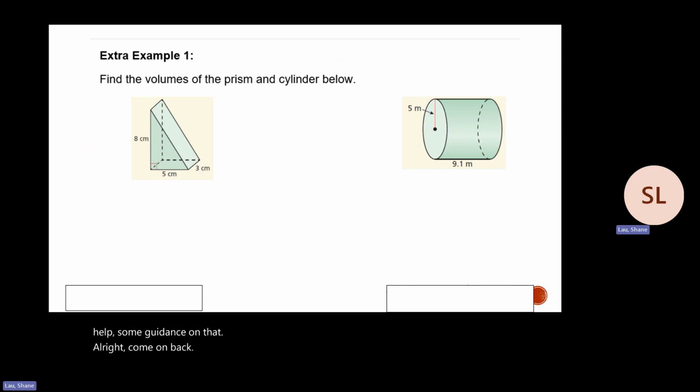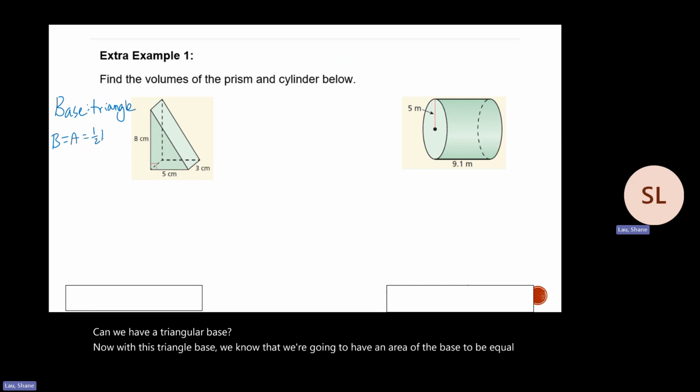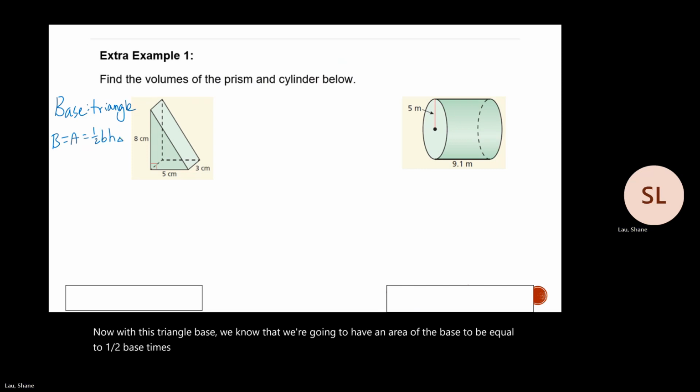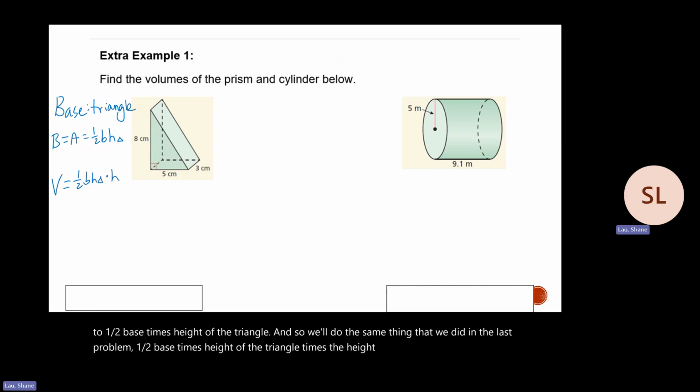We look at this problem. We know that the base is a triangle. We have a triangular base. Now with this triangle base, we know that the area of the base is equal to 1/2 base times height of the triangle. And so we'll do the same thing that we did in the last problem: 1/2 base times height of the triangle times the height of the prism.